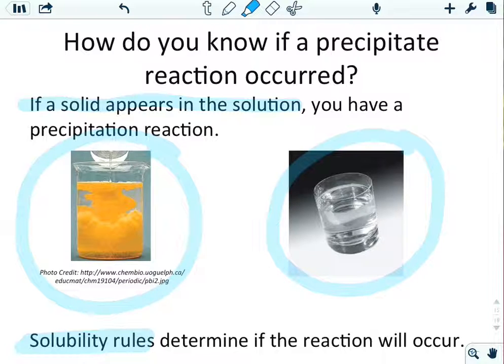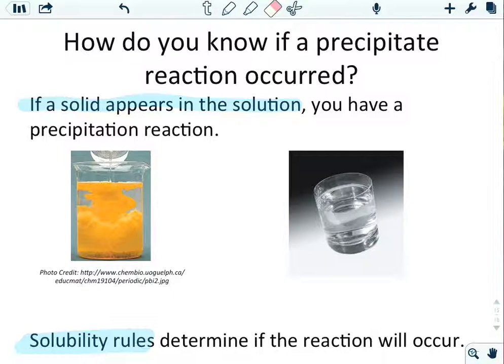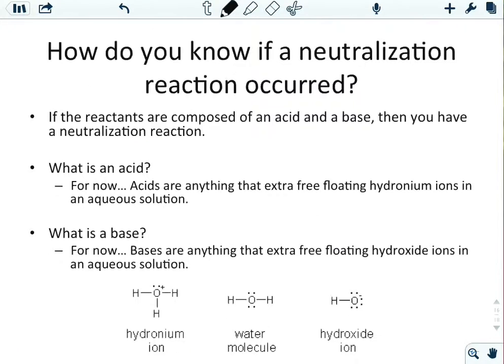If we're just doing a qualitative type lab and we're just looking, does this produce a precipitate reaction? We're looking for that solid. We're looking to see if a solid actually appears. Okay. And lastly, how do you know if a neutralization reaction has occurred?